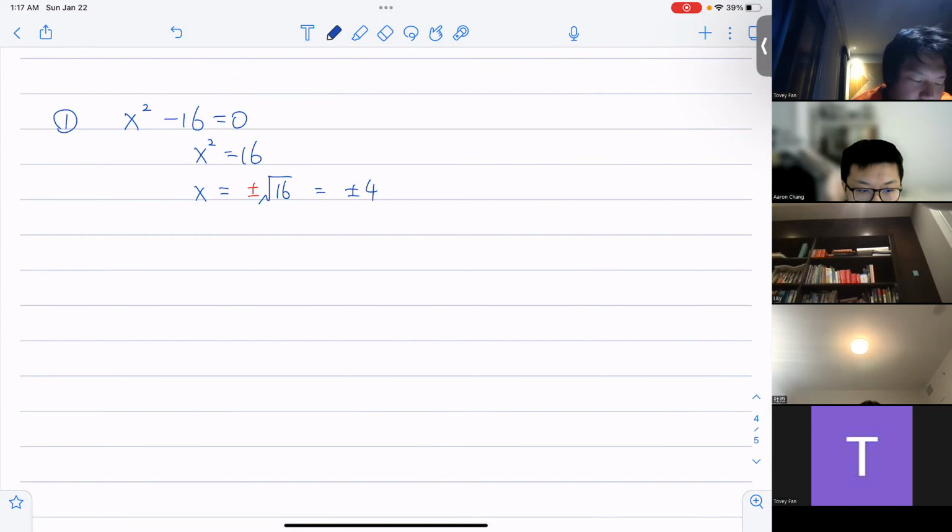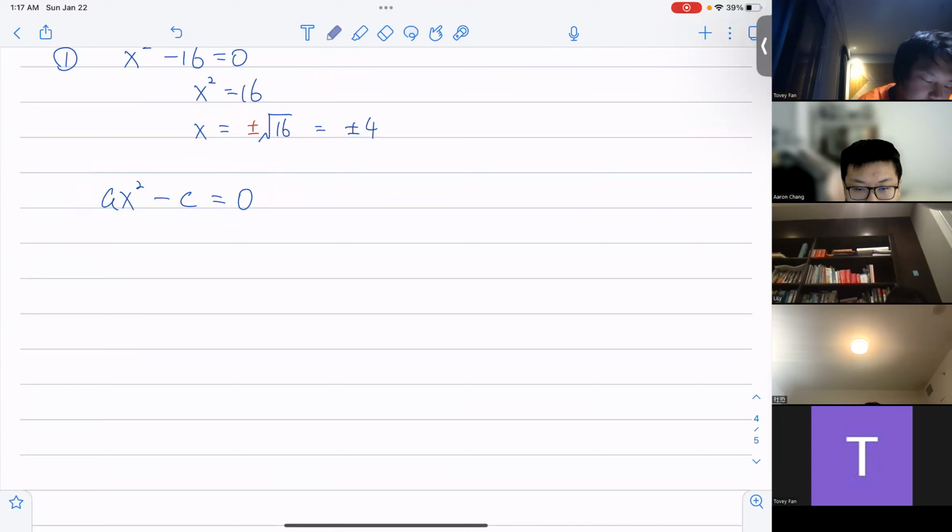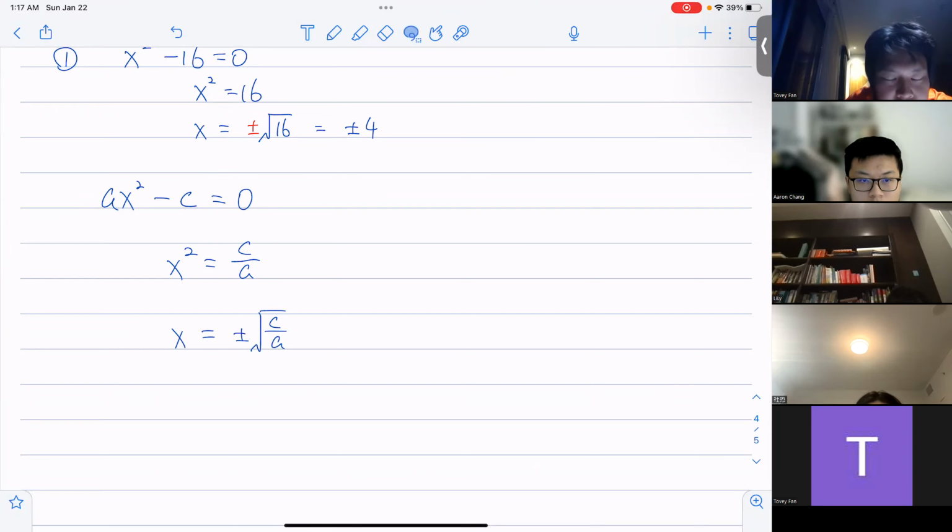So for the first kind of quadratics, we could say it has a form of x squared minus c equals 0. Or you could have ax squared. You could have a number here, doesn't matter. You can always divide it over there, right? If you have anything like this, then you can just do x squared is equal to c over a. You just move the c over there, divide by a, and you take a square root. So the answer would be plus or minus square root of c over a. Does that make sense? That's the first type. Very easy, okay?